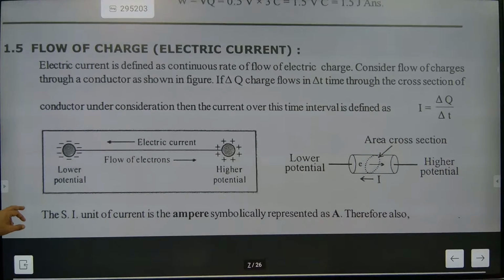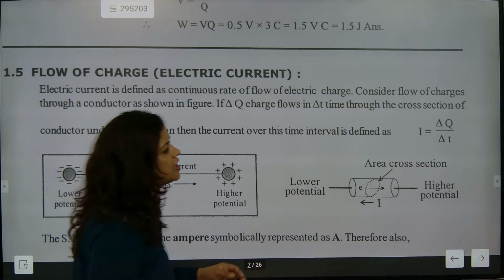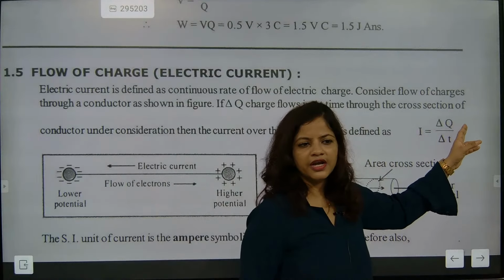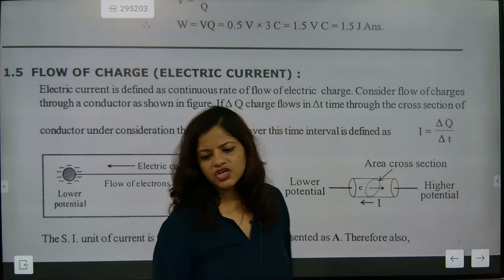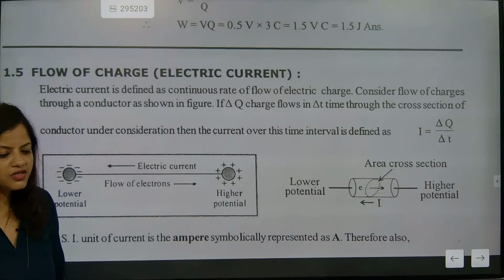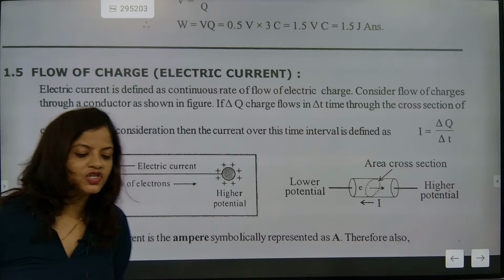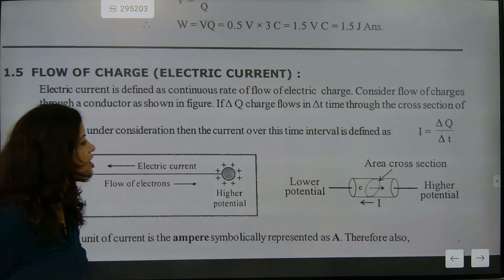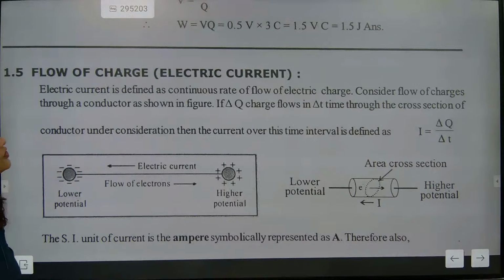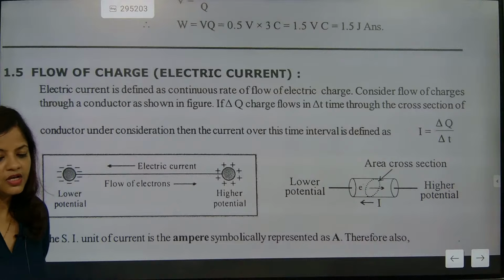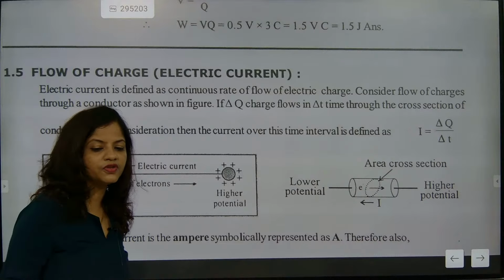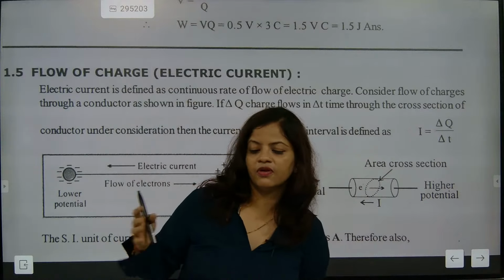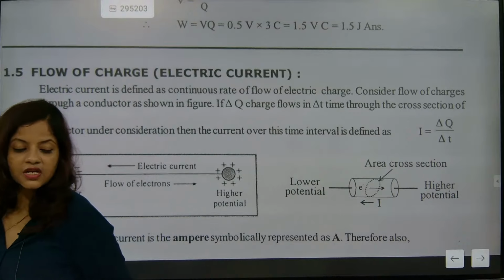Now we are going to understand the current formula. It is the rate of change of charges. Absolutely, rate of change of charges. That's the most important thing. Here the continuous flow of electric charges will be there, so a rate of change is there. Because of the time, the flow will not be uniform. It will be changing, so that's why it is considered a rate.